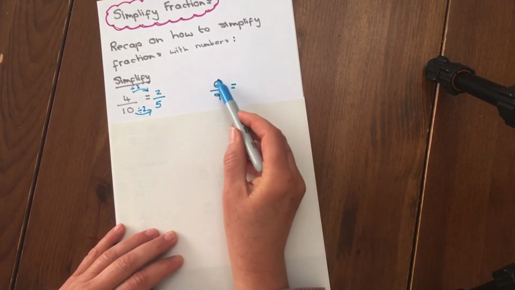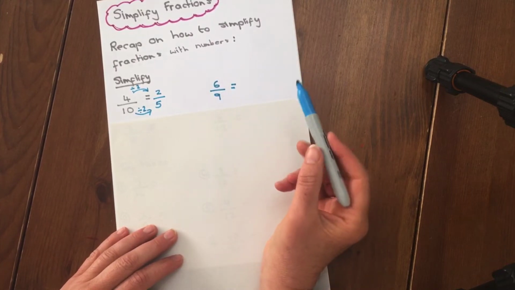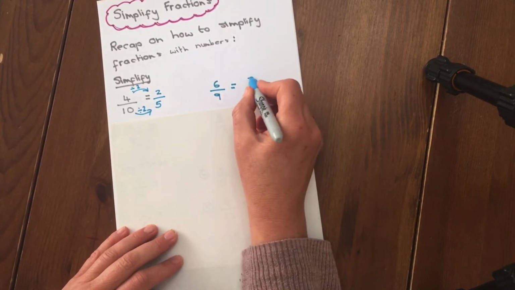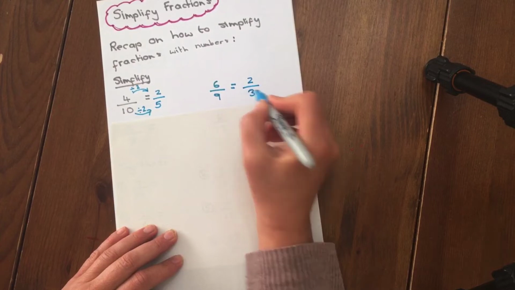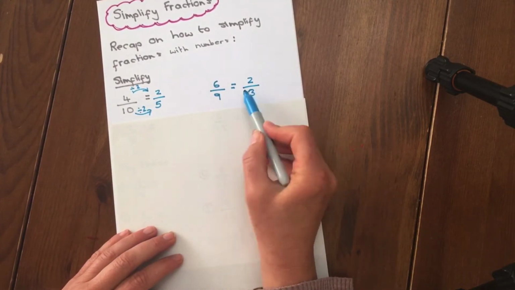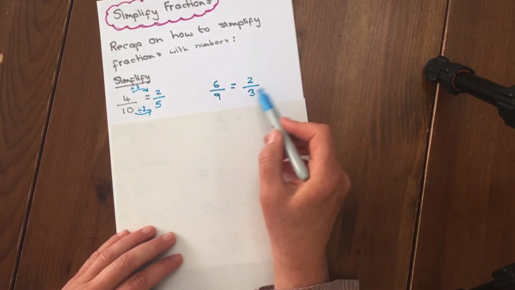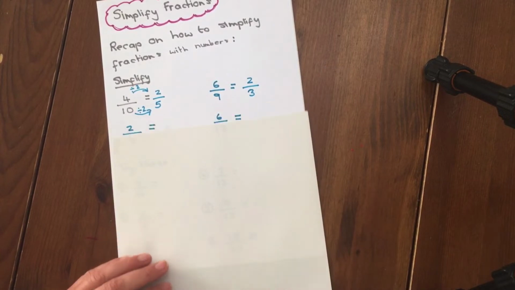If I was to simplify this fraction, what number goes into 6 and 9? Yep, well done, 3. Divide the top by 3, divide the bottom by 3. I can't simplify that anymore. I can't think of a number that goes into 2 and into 3. That's as simple as I can get.